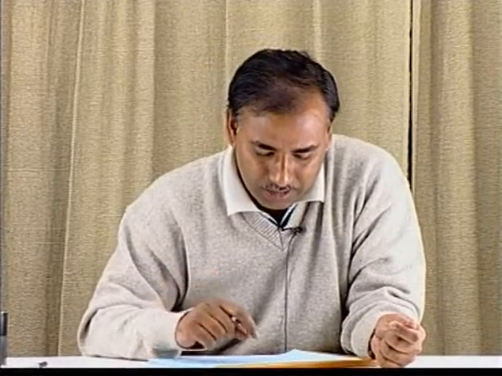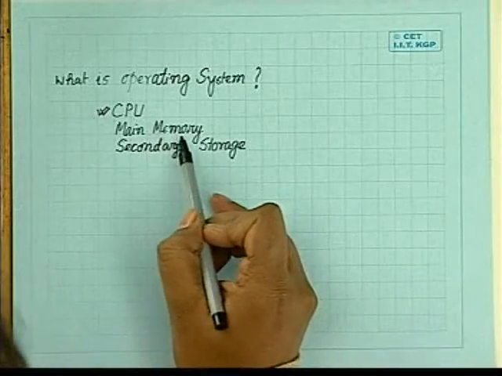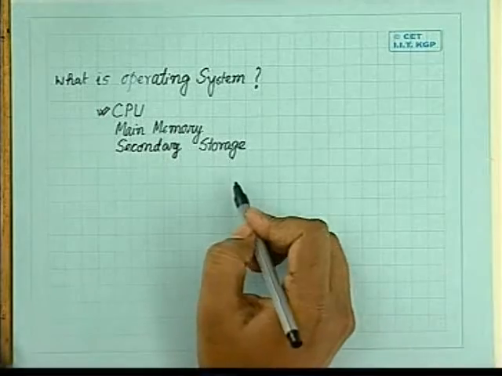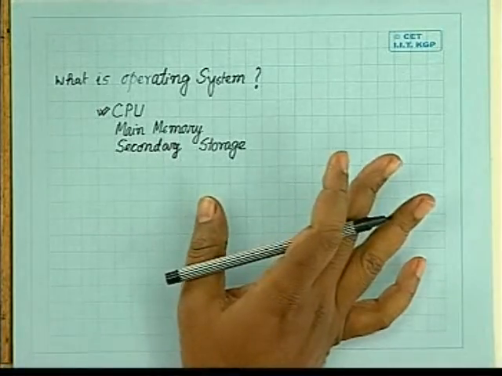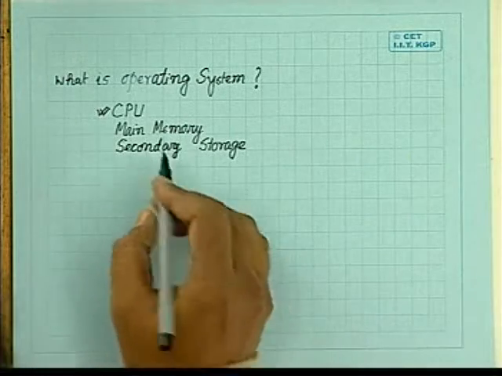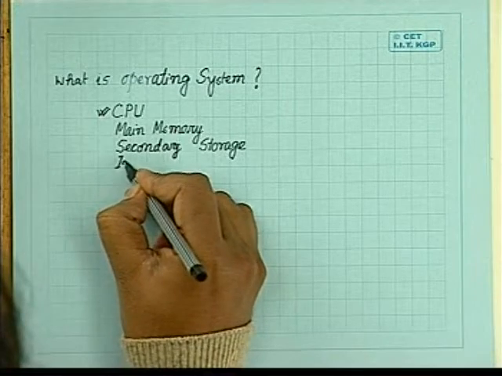Okay. So, in addition to these resources, that is CPU, main memory, secondary storage, we also have another very fundamental kind of resource in a computer system, which are called input output devices.